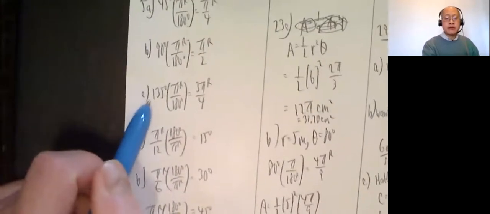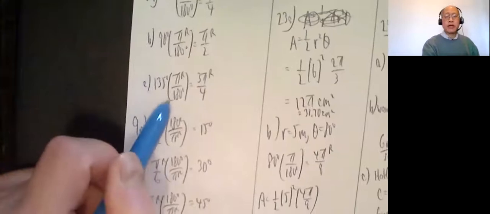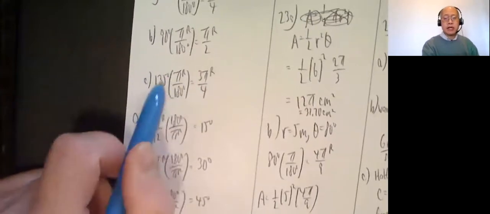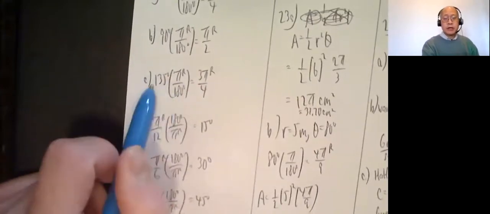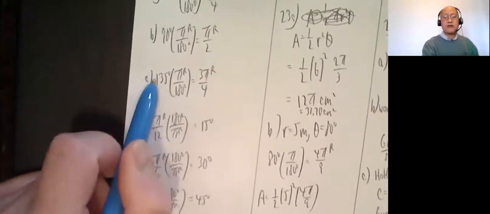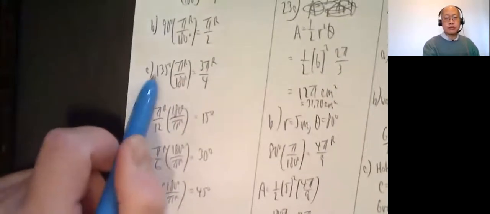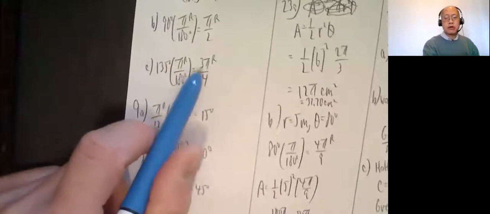And C, 135 degrees, same thing. Multiply by pi over 180. Pi radians is 180 degrees. That will cancel that degree. 45 goes into both of these. 45 times 3, 45 times 4, so 3 pi over 4.